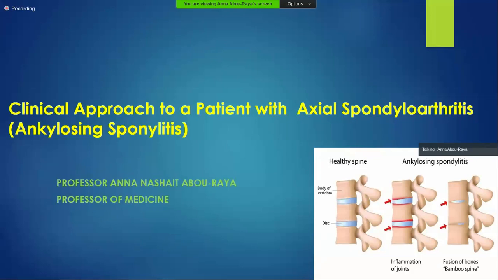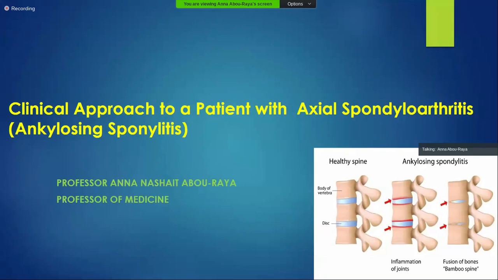As we said in rheumatoid arthritis, what is the duration? It's more than or equal to 6 weeks. Here in axial spondyloarthritis, the low back pain, which is the commonest complaint, has to be more than or equal to 3 months. And usually the individual is less than 40 to 45 years of age. Immediately, if you have these two clinical findings, then you have to ask about the chronic low back pain: is it inflammatory or non-inflammatory?